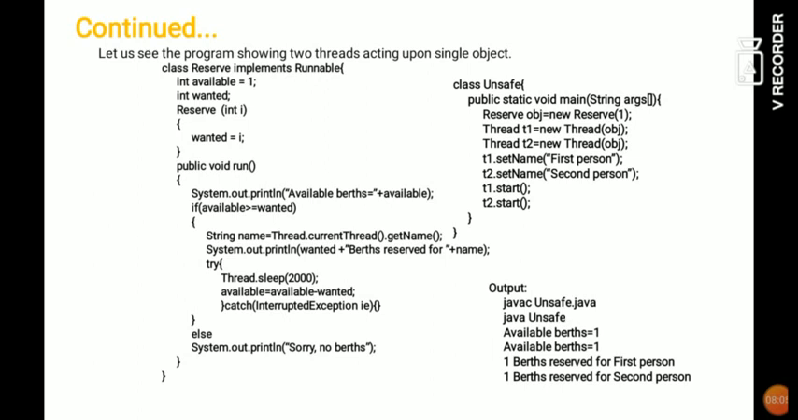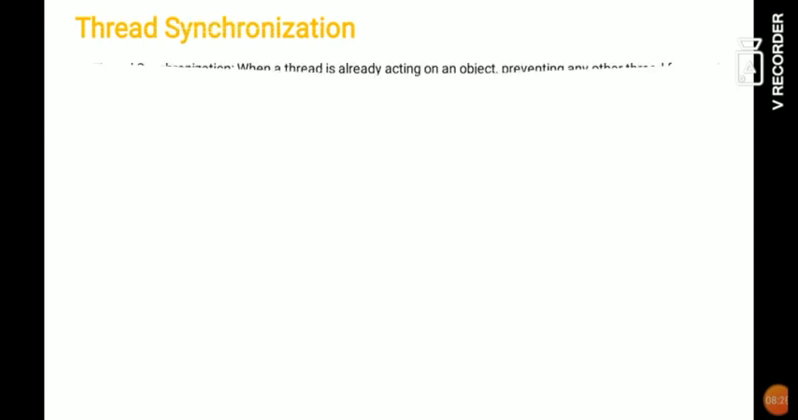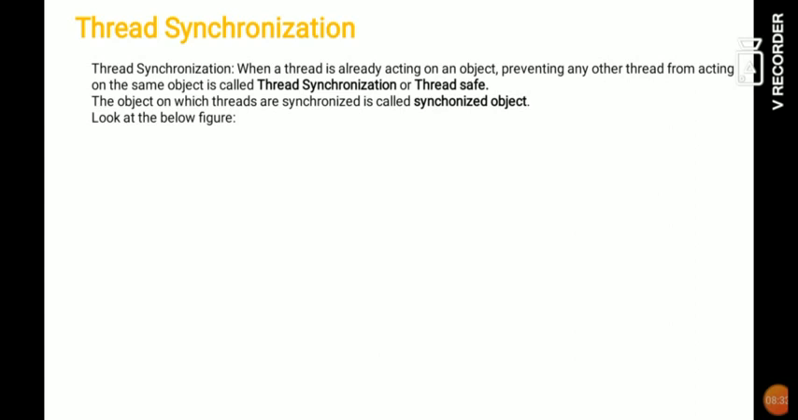To solve this problem, something came into existence called synchronization. Thread synchronization is very, very important. This problem can be solved by using thread synchronization. So what does thread synchronization mean? When one thread is acting on an object, we need to prevent other threads from acting on the same object. That is called thread synchronization, or it can also be called thread safe. The object on which the threads are synchronized is called a synchronized object. So let us see this example here.